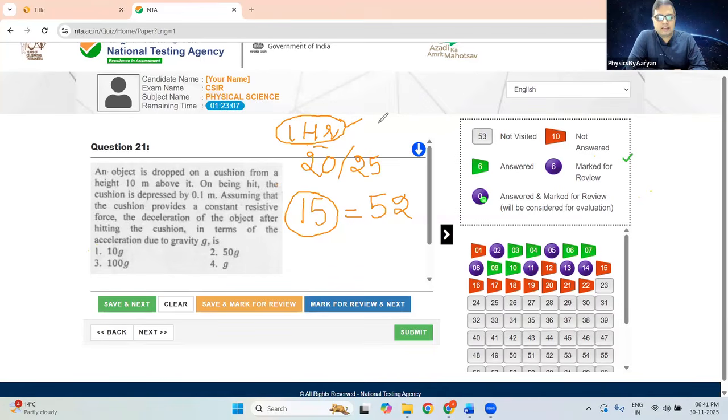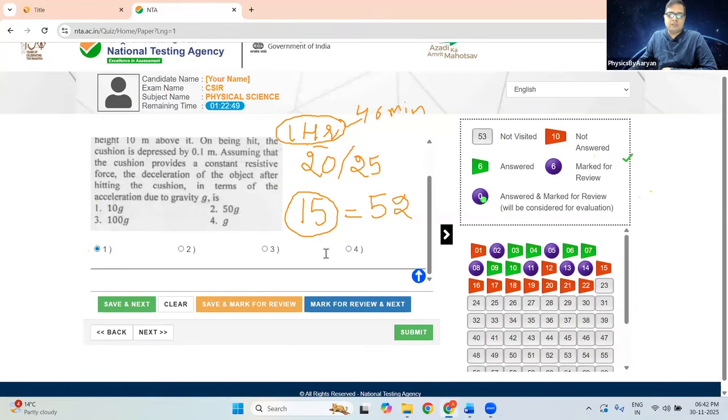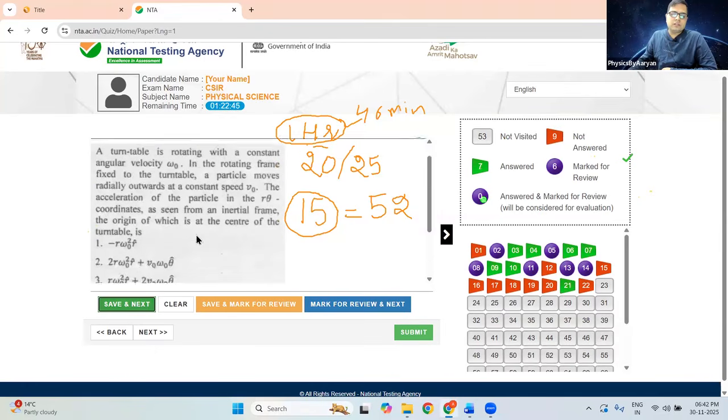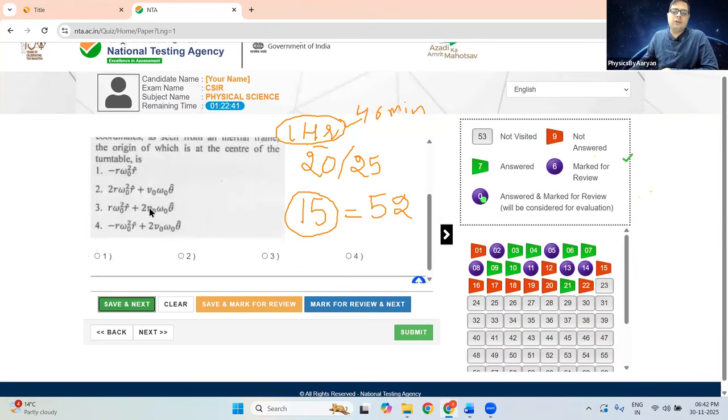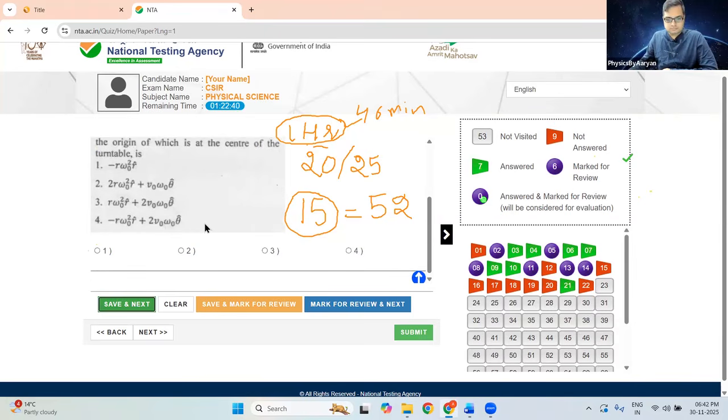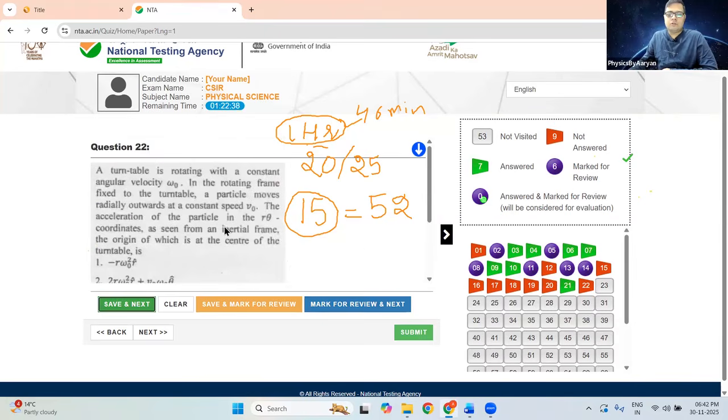Again, 1 hour does not mean that you should spend 1 hour going from question 1 till the last question. That should be done in 40 minutes. It means you keep going like this: question 1, I tried and I got some answer. Okay, save and next. Question 2 is from pseudo force, rotational pseudo force. I don't remember the formula.